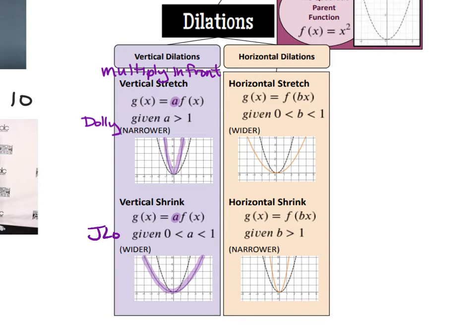Okay, so there are two new vocabulary words for you. Vertical stretch, that's narrower. Vertical shrink, that's wider. You might also see the word vertical compression. Compress and shrink.